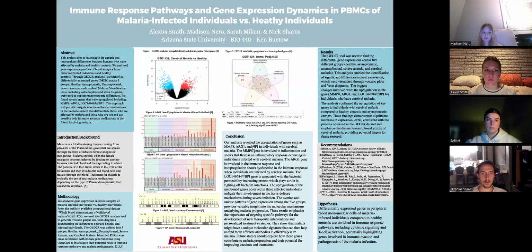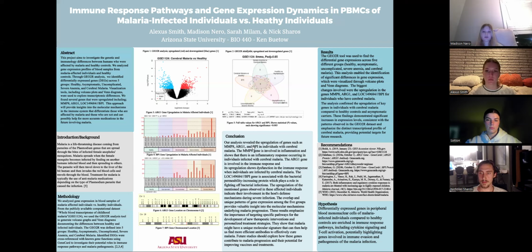In figure 3, we can see that the ARG1 gene was very upregulated in individuals with cerebral malaria. In figure 4, we can see a similar thing. The BPI gene was highly upregulated in individuals with cerebral malaria and severe anemia. And the bottom 2 figures are just the chromosomal locations of those 2 genes discussed.